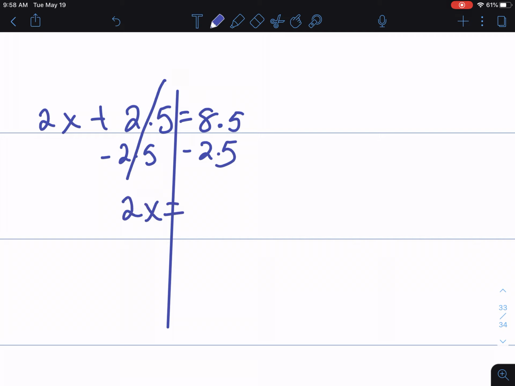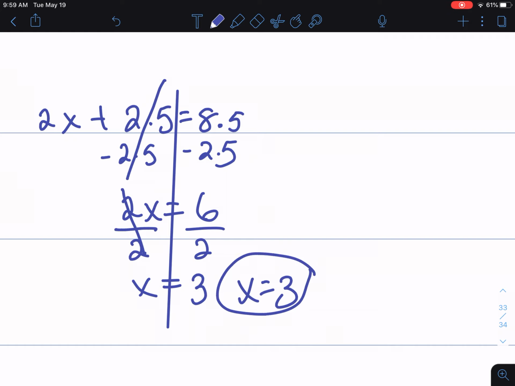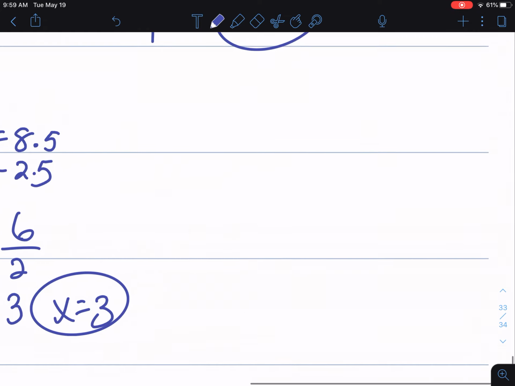So now we have, plug it into your calculator, 8.5 minus 2.5, and that'll get us 6. Okay? So now we have 2 times x, and the opposite of multiplying is dividing. So what we do to one side, we have to do to the other. Those 2s on the left become an invisible 1, so we're just going to bring our x down and our equals down. 6 divided by 2 on the right is 3. Our answer is x equals 3. Very good.